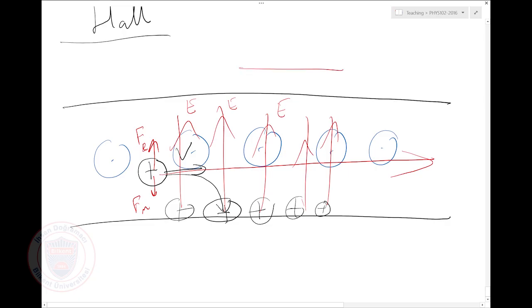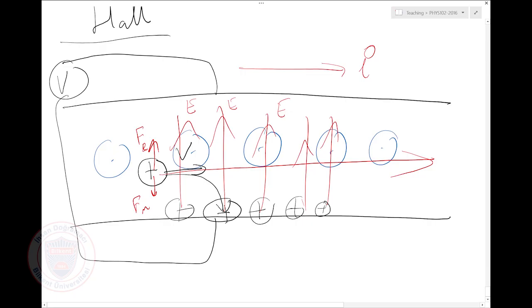So the current is flowing to the right, but the electric field is upwards. So actually, if he takes a voltmeter and measures the voltage here, he will see that this terminal is plus and this terminal is minus. The lower part has more potential. Positive charges are stored there.